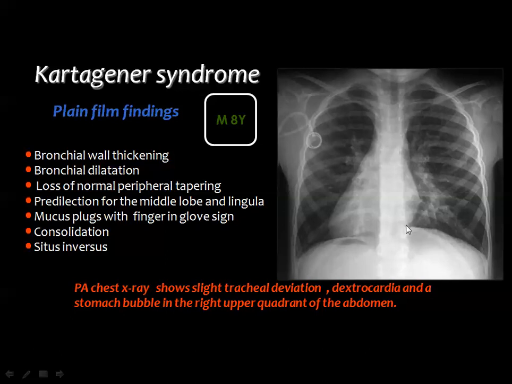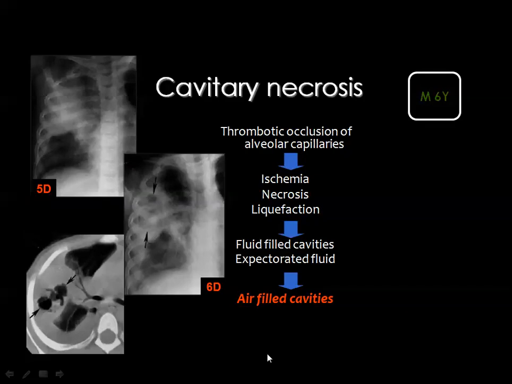This disease is usually seen in the paracardiac areas, in the lingula and the right lower and middle lobes. Also you may get some mucus plugs within the bronchi, giving the finger-in-glove sign. And you can also see some consolidations.